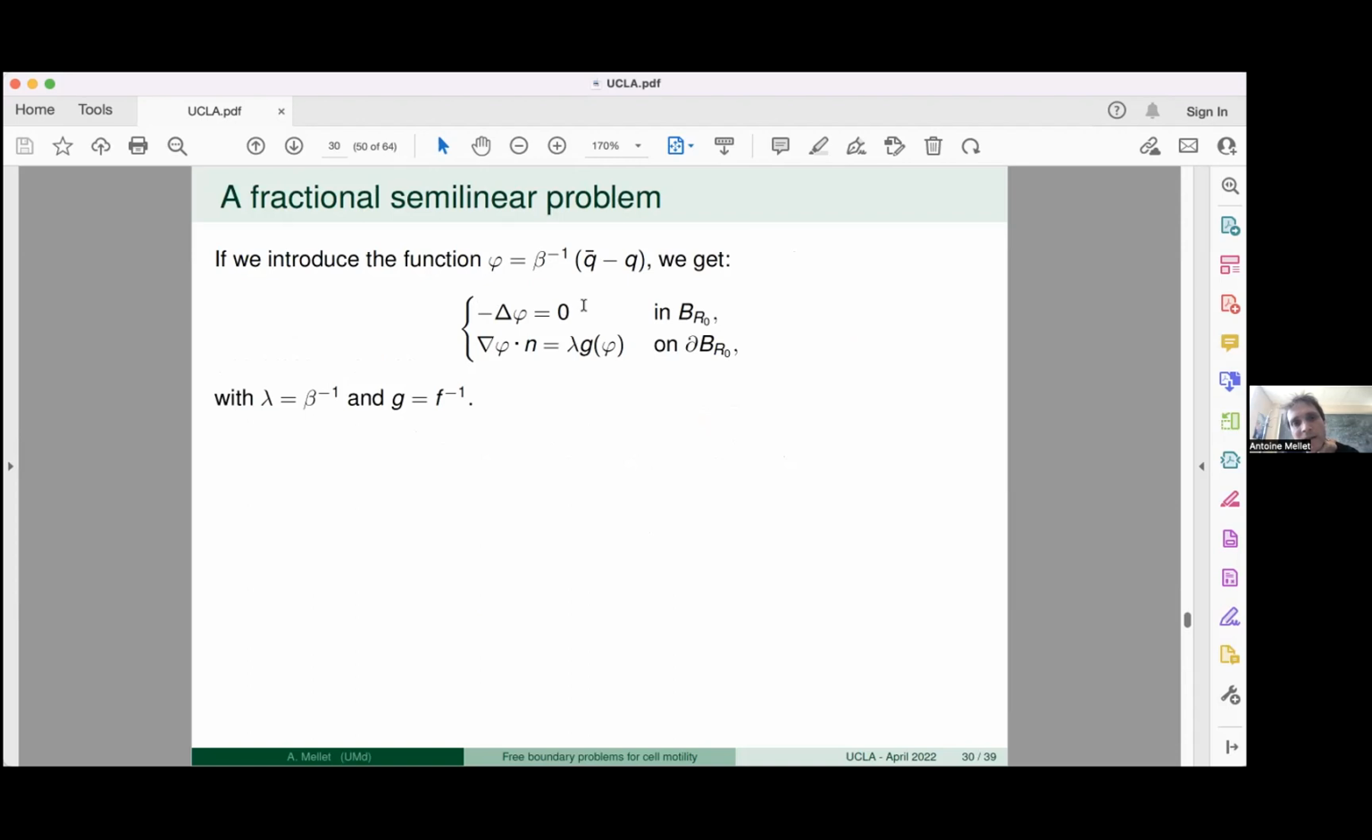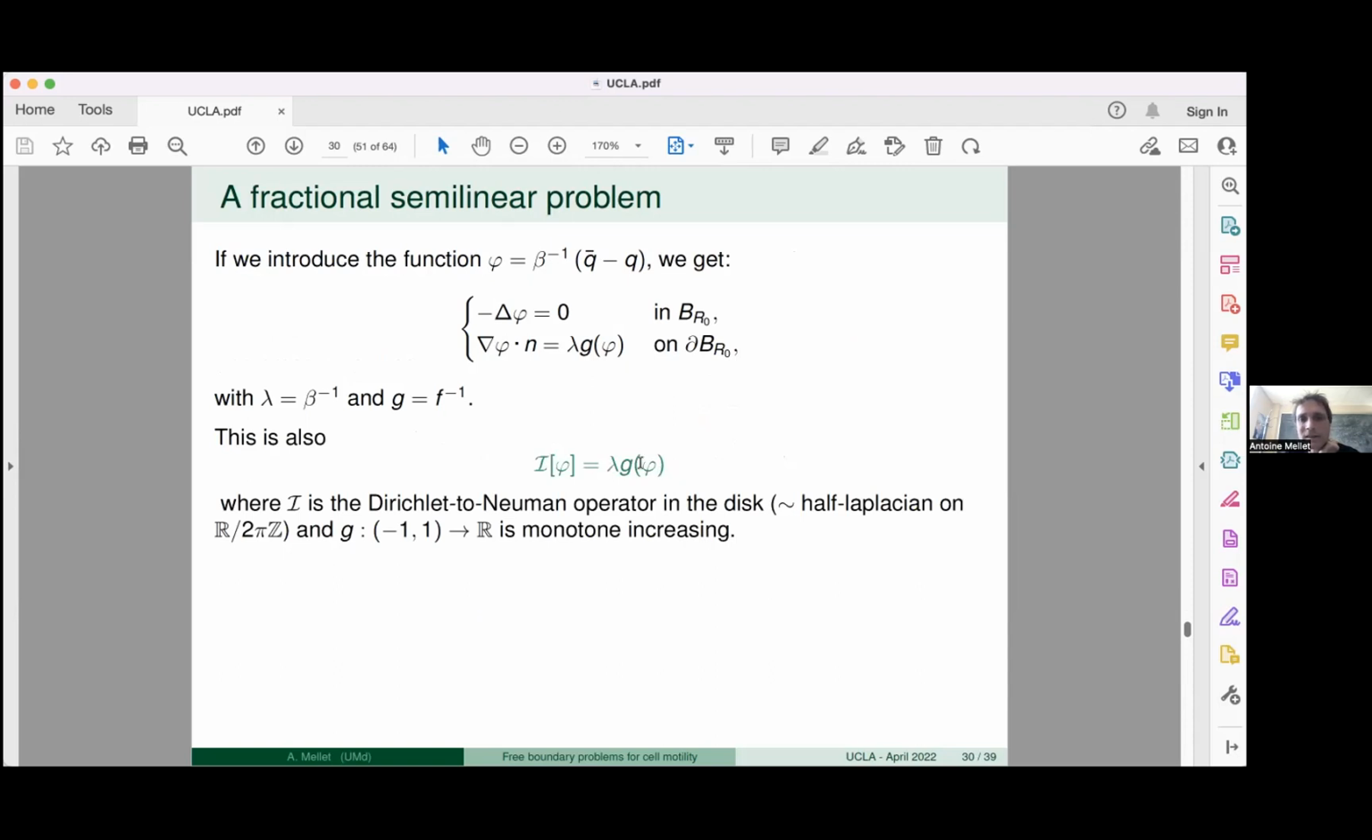Because you have a harmonic equation with a Neumann condition that involves the Dirichlet data. So this is a type of fractional or non-local equation on the boundary of the disk. In fact, you can introduce the Dirichlet-to-Neumann operator on the disk, which is basically the half Laplacian on the torus, and write it like this. The function G, importantly, is monotone increasing.